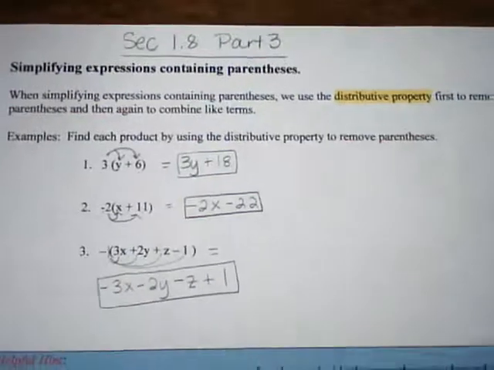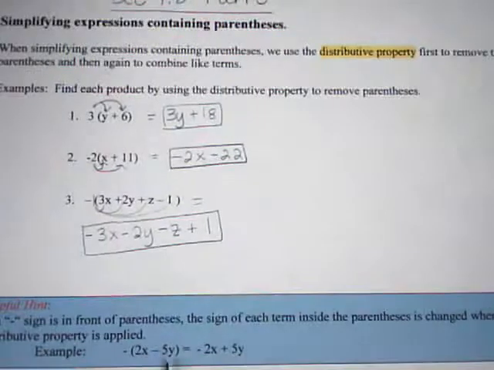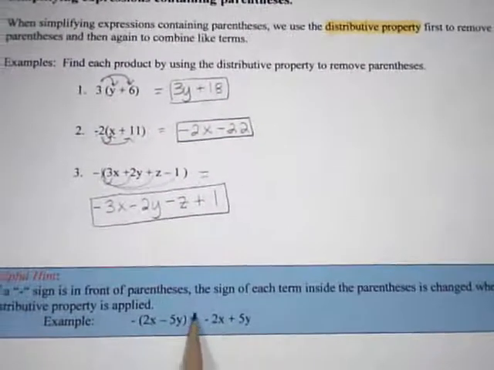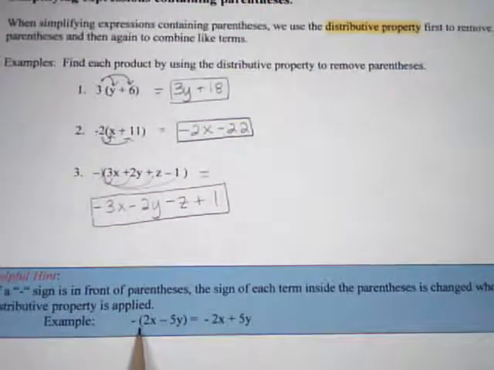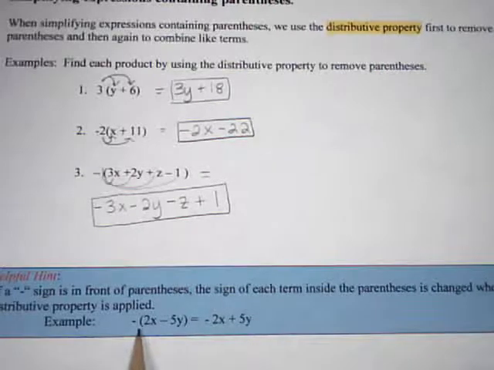On your handout, the helpful hint is just a reminder about this negative sign in front of your parentheses. I can't tell you how many times this is probably going to come up, especially in Chapter 2 when we're solving equations. So this is just a reminder for how you can distribute that negative.